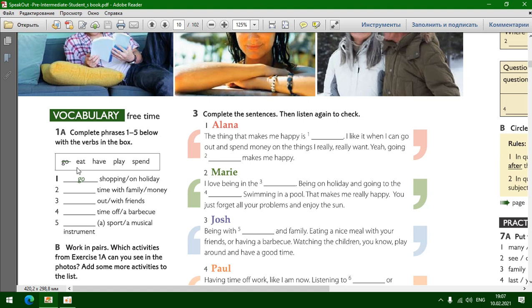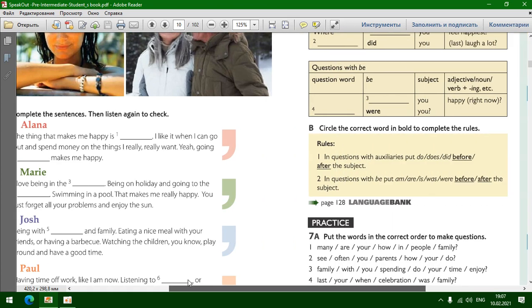Let's have a look. We can spend time with our family. We can spend money. The third one, out with friends. We can eat out. We can eat with our friends. Time off, have a barbecue. We can have a barbecue. A sport, musical instrument, and the last one is play. Play a sport, play a musical instrument.